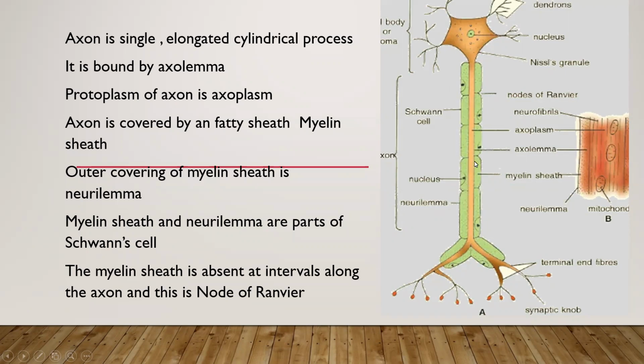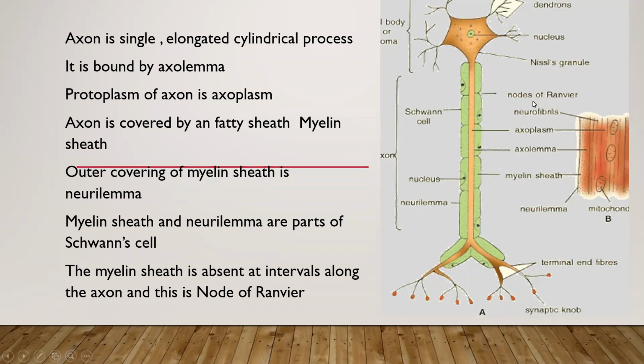Now, the myelin sheath is not continuous. You can see this myelin sheath. It is not continuous, but it shows certain breaks. Can you see one break over here, second break over here? So the breaks are seen at certain intervals. These intervals are called nodes of Ranvier. This is one interval, second interval. So you cannot see the myelin sheath as a continuous sheath, but you can see certain intervals. These intervals are called nodes of Ranvier.